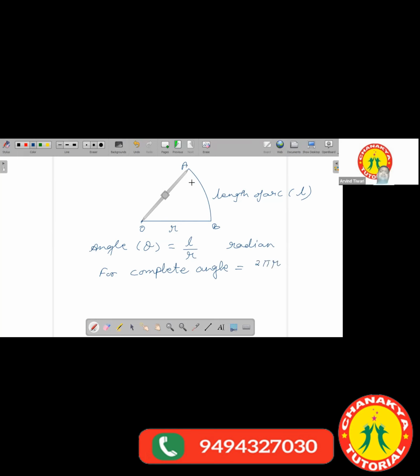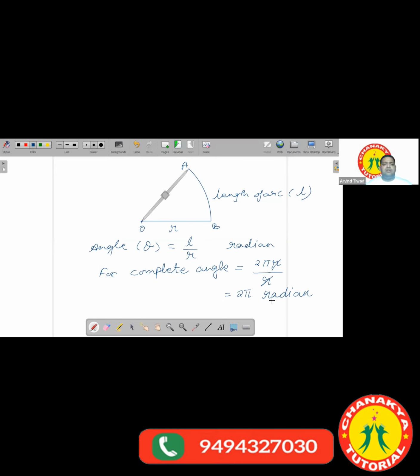Am I correct here? If you take one complete round, the length of the arc would become 2 pi r, which is the circumference of the circle, right? And if you divide this by the radius r, you will get the value 2 pi. Now this value 2 pi is your 2 pi radian. So one complete angle in radian is equal to 2 pi radians. So if you measure the angle in radian, the complete angle would be equal to 2 pi radian.